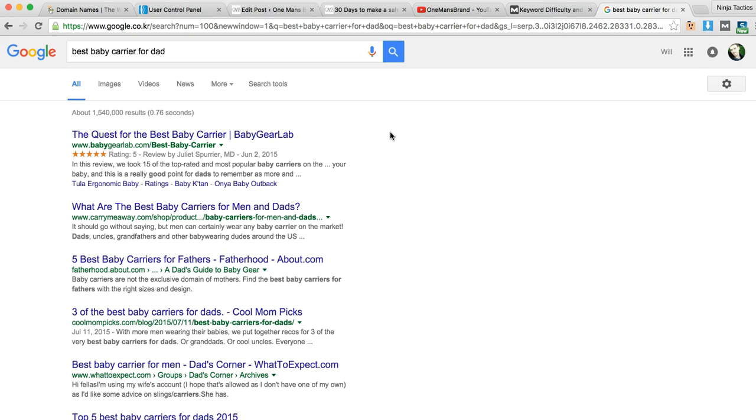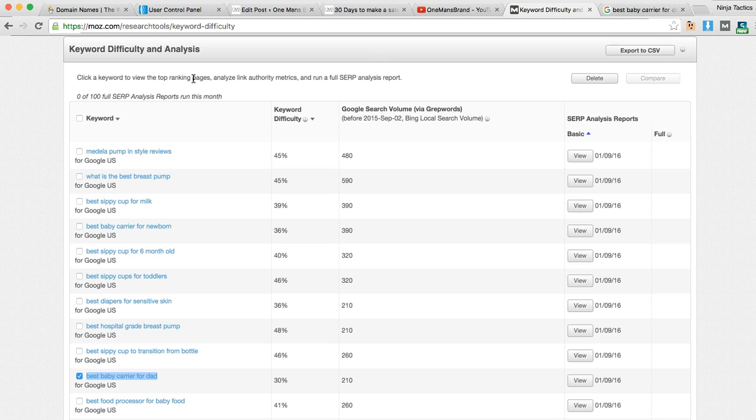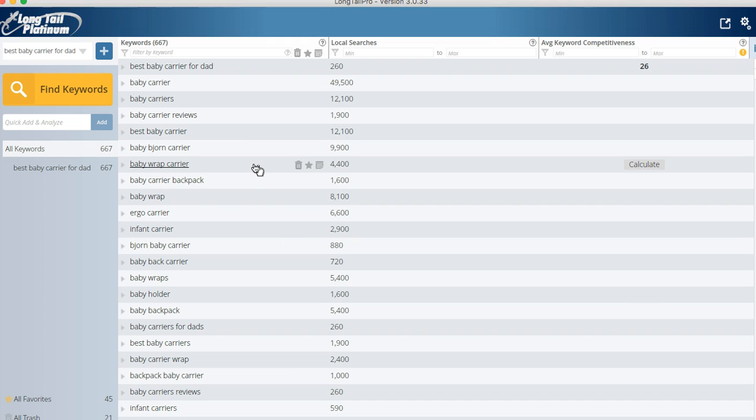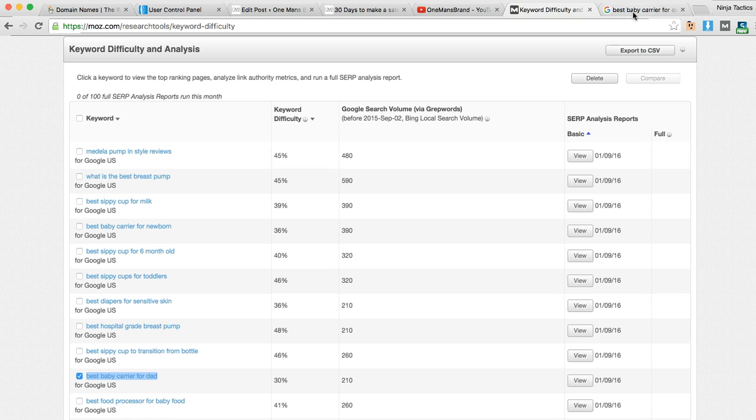Now, the way that we calculate low competition keywords is generally we use tools, or at least myself and many others use tools such as Moz Pro keyword difficulty tool, this one here, and Longtail Pro, this one here, which most of you are probably familiar with. The reason we use these tools is because they calculate a keyword difficulty score for you. There are actually ways of calculating this yourself. There's an Excel sheet that I've used in the past.